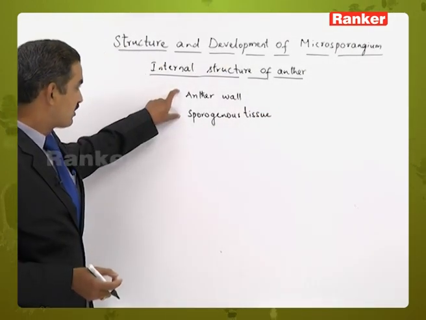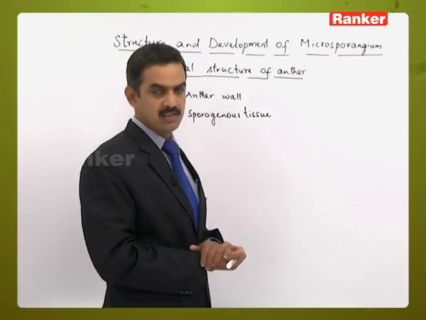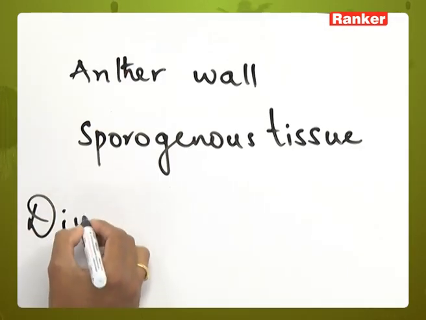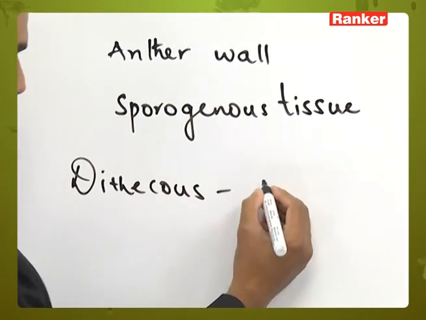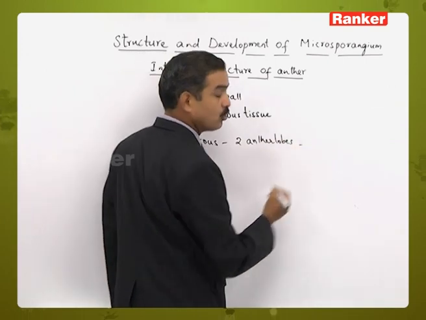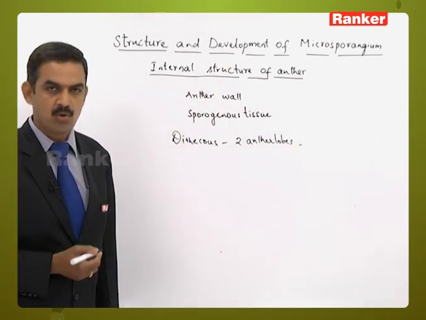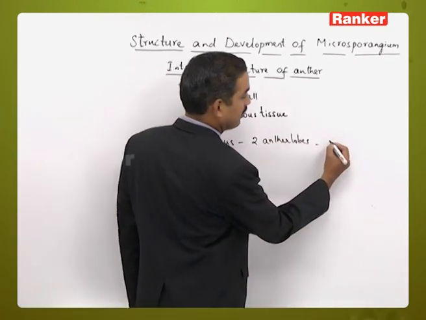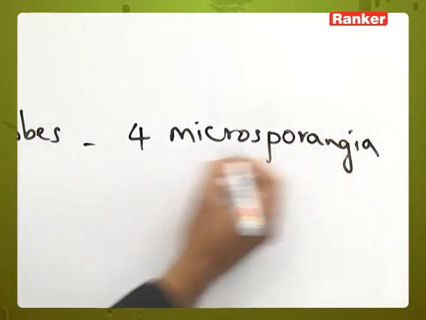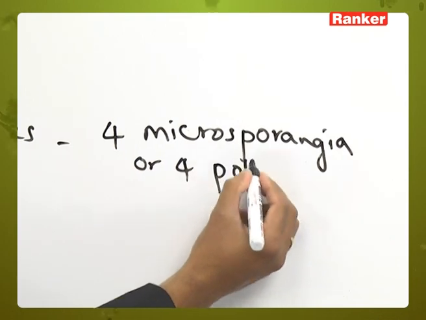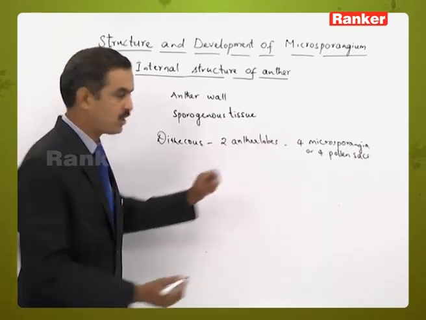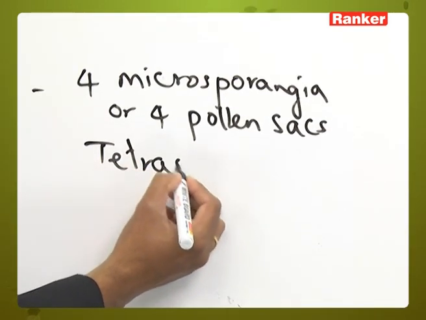Okay, before going to this internal structure or the parts that we are going to discuss here, one thing we have to know is the dithecous and monothecous condition. If you take the dithecous condition, as I said, two anther lobes are present. Each anther lobe contains two pollen sacs, or pollen sac is otherwise called as microsporangium. So a total of 4 microsporangia are present, or 4 pollen sacs or pollen chambers. As 4 microsporangia are present, we call it as a tetrasporangiate condition.